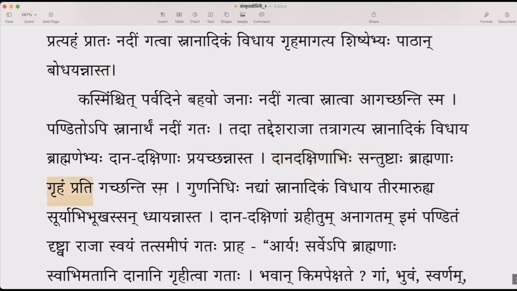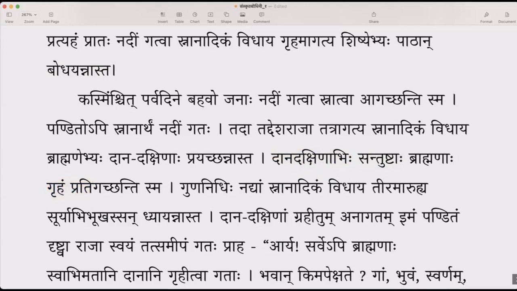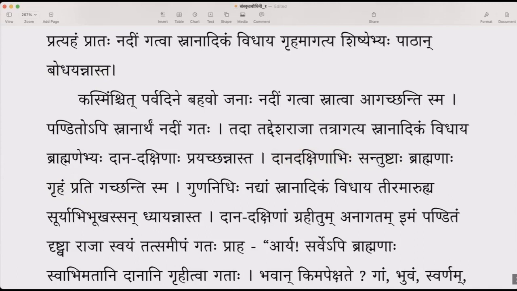They went towards the house. Here, prati means prati. Returned. If it is said pratigachanti, then it is returned. Griham pratigachanti. If you put it as separate words, then griham prati gachanti sma. Towards their home. Towards, okay, got it.